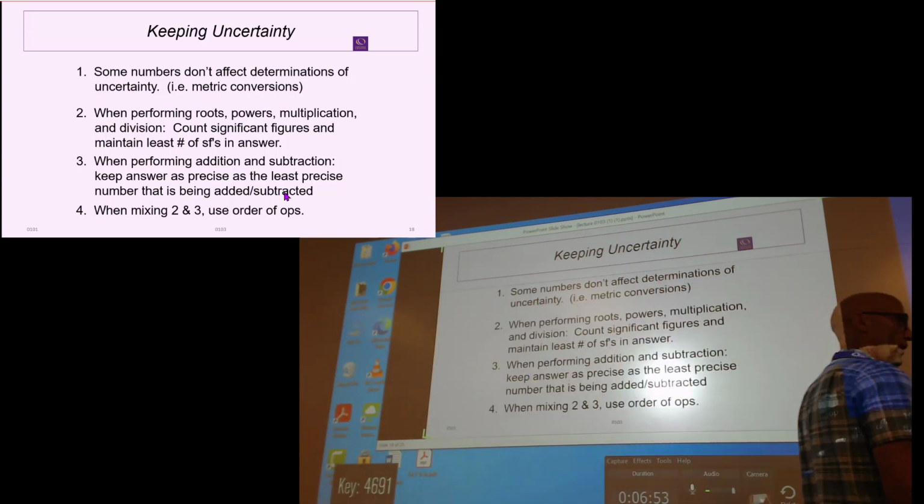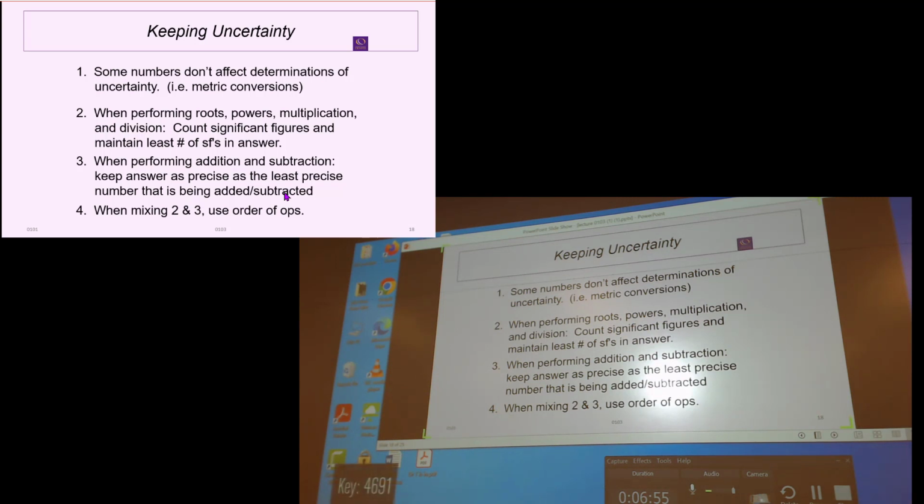Here are the rules. I'll give you a minute with this, because these you need to know. And while you do that, I'll tidy my sheet so I don't trip.